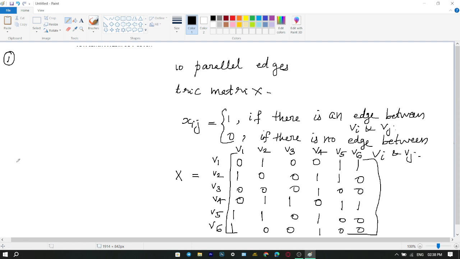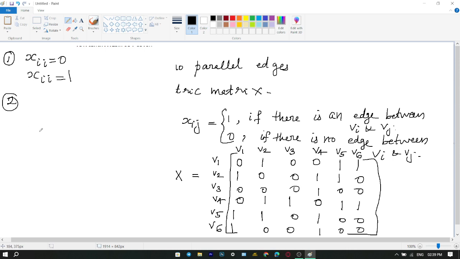A self loop at the ith vertex corresponds to x_ii equal to 1. So here we can see that x_ii equals 0 in this particular example because there is no self loop, and x_ii equals 1 if there is a self loop. That is the first observation.